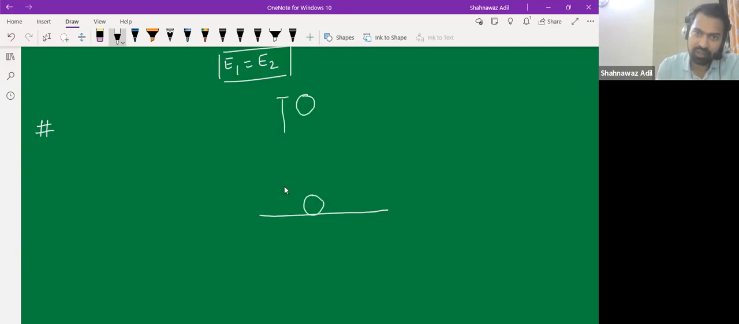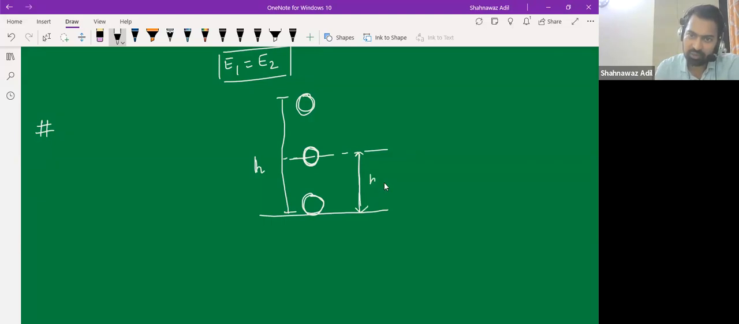this is some height h, and this is in the middle, let's say. So this is the object, and this height is h by 2. Let's say you have thrown this object with velocity v, and in here the velocity is 0.